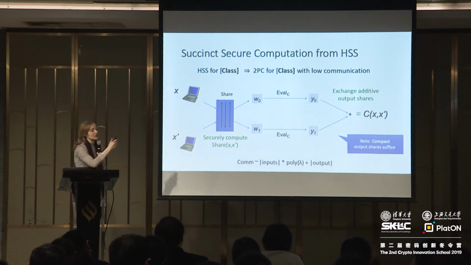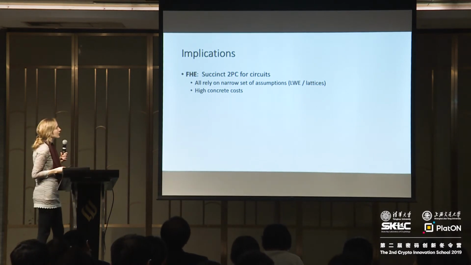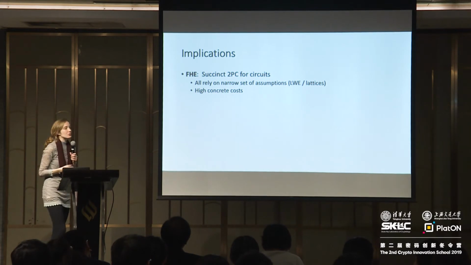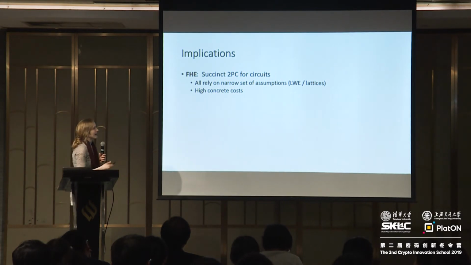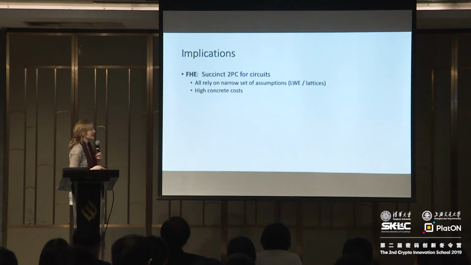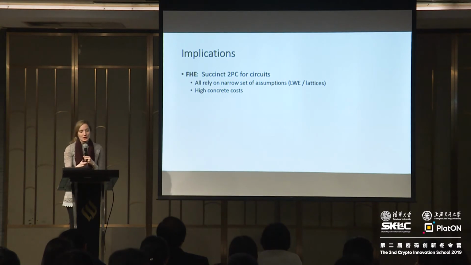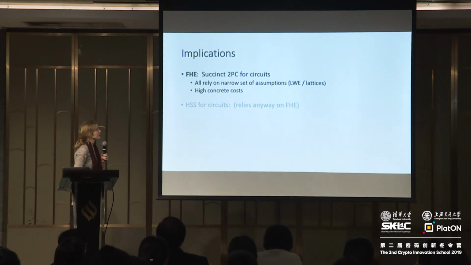Okay, so this is a general framework, and now plugging in the constructions of HSS that we know, what does this give? Again, we knew that from fully homomorphic encryption we could get succinct two-party secure computation for circuits. So this was a general result, but of course there are some downsides with FHE in and of itself. For example, the fact that we really only know how to get this from a narrow window of assumptions based on noisy encodings on lattices, or relatively high concrete costs altogether.